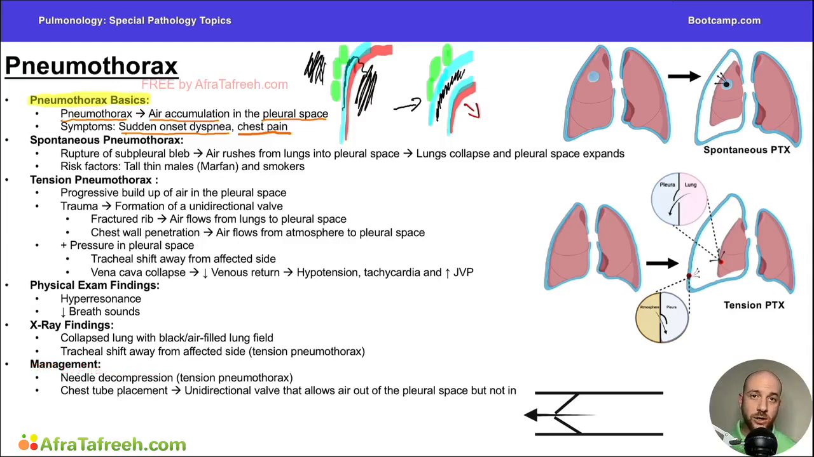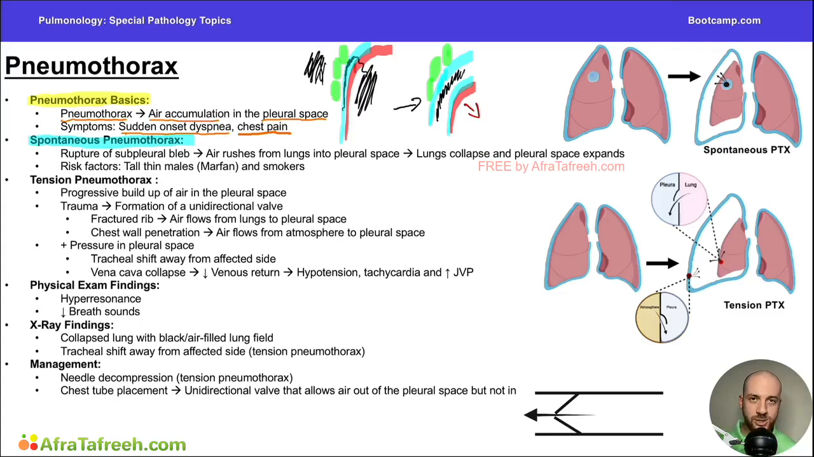So moving on, there are two main ways that you can get a pneumothorax. The first one, which we're going to talk about, is a spontaneous pneumothorax, and the second one that we're going to talk about is a tension pneumothorax. So let's begin by talking about the spontaneous pneumothorax.